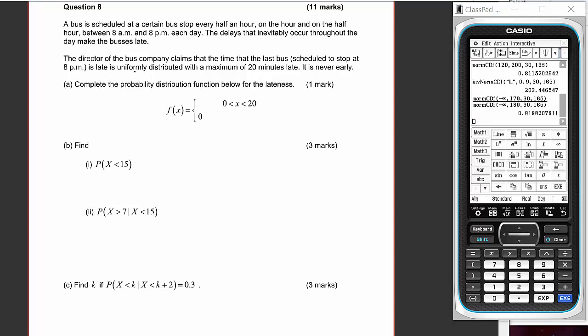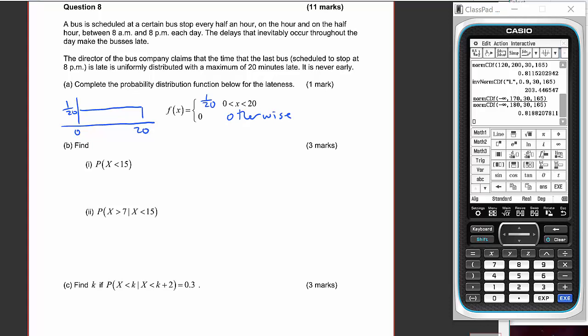The director of the bus company claims that the time the last bus, which is scheduled to stop at 8 p.m., is late, is uniformly distributed with a maximum of 20 minutes late. It is never early. So that's going to be a rectangular distribution, like this, from 0 to 20. So if the width is 20, the height must be 1 over 20, so this is going to be 1 over 20, and of course the 0 is otherwise.